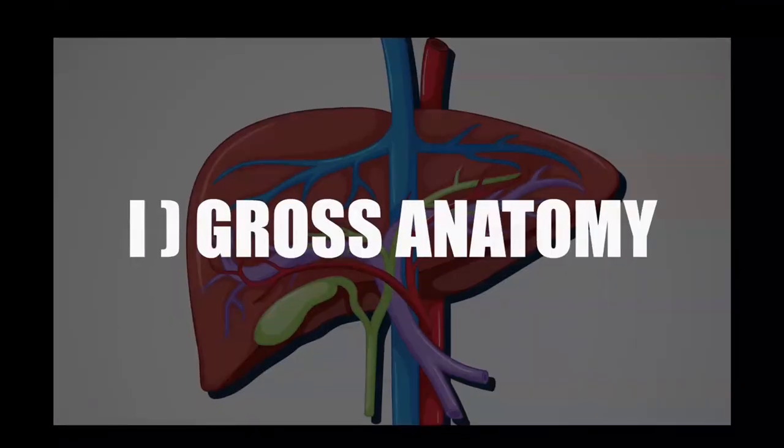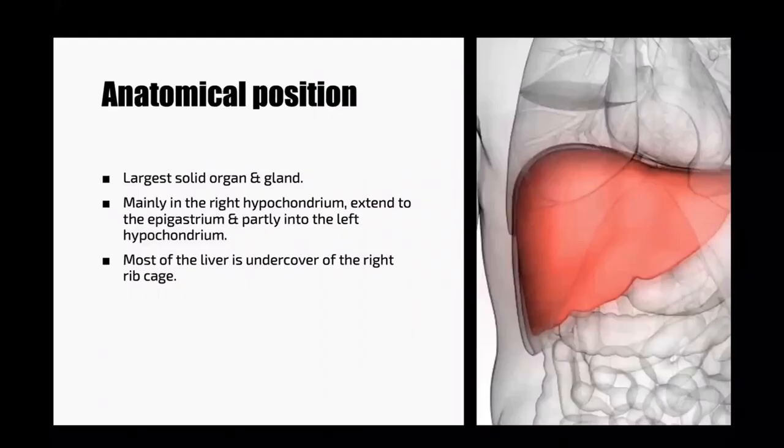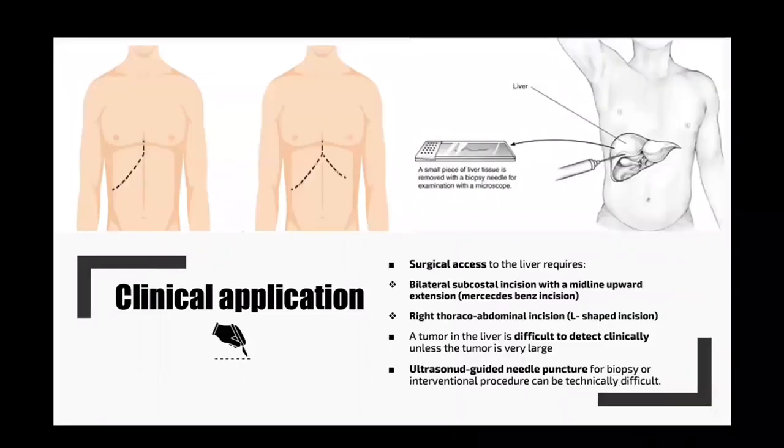First of all, we are going to start with the gross anatomy of the liver. The liver is the largest solid organ and gland, with its large right lobe in the right hypochondrium extending to the epigastrium, and its small left lobe in the left hypochondrium lying mainly under the rib cage.